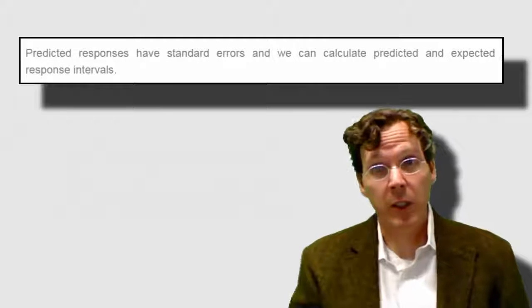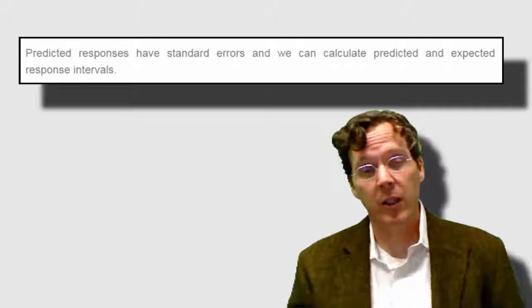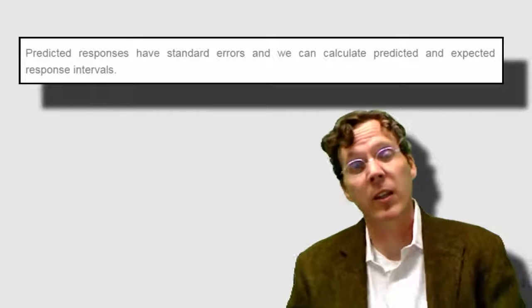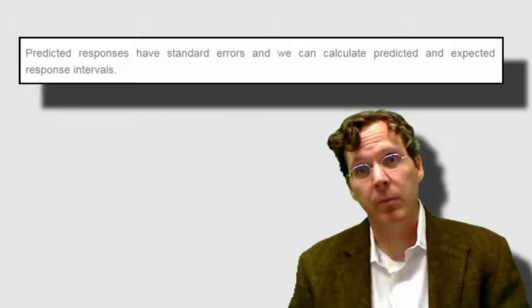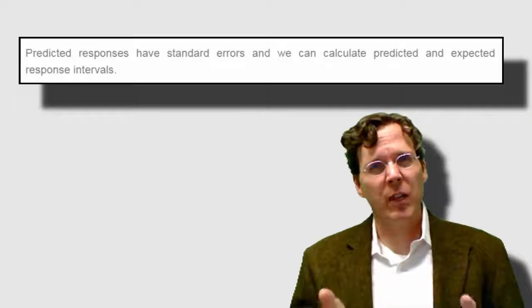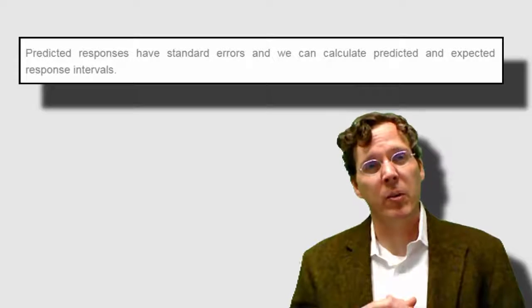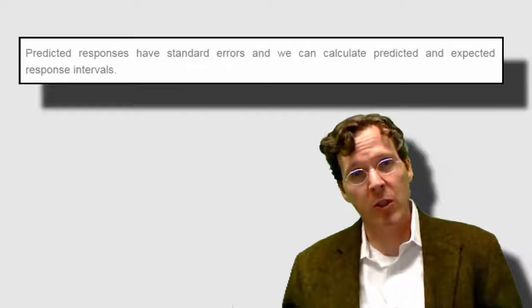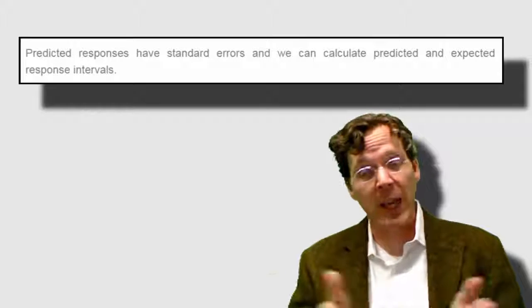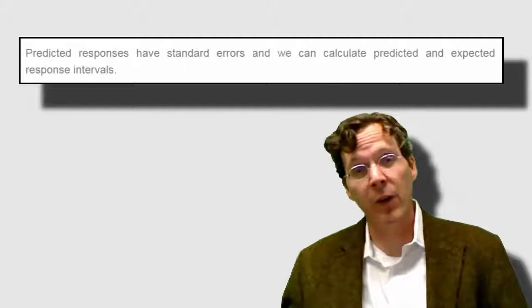In addition, predicted responses have standard errors, and we can calculate prediction intervals just like we did in linear regression. So again, I'm hoping that none of these facts are news to you. It's almost identical to what we did in simple linear regression. We just have more terms now. Remember, in linear regression, we had 2 terms, an intercept and a covariate. Now we're just adding more covariates potentially.